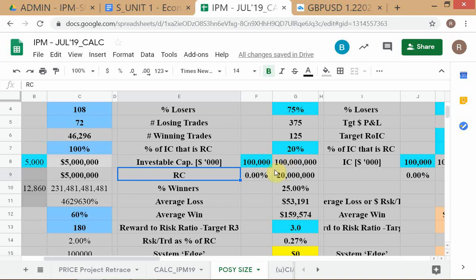But how much are we willing to lose out of that? So we have another 20%. We have another field for user input. All the user input is in blue, cyan actually. So we have another row for user input, which is percentage of investable capital. IC is investable capital. Let me just write it here also. Investable capital. So investable versus, let me just write it here.